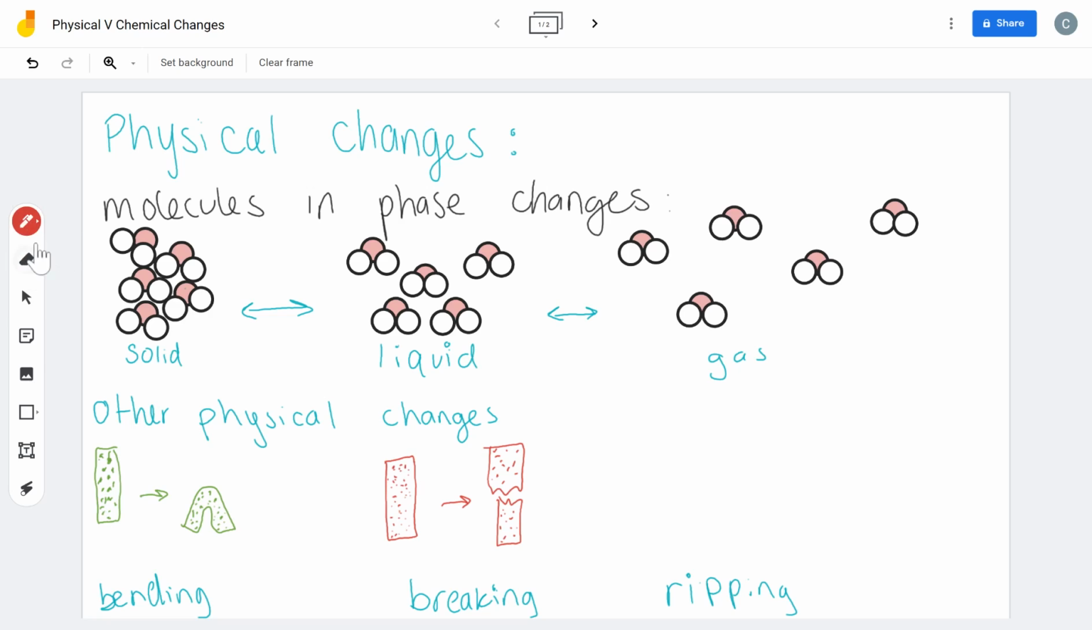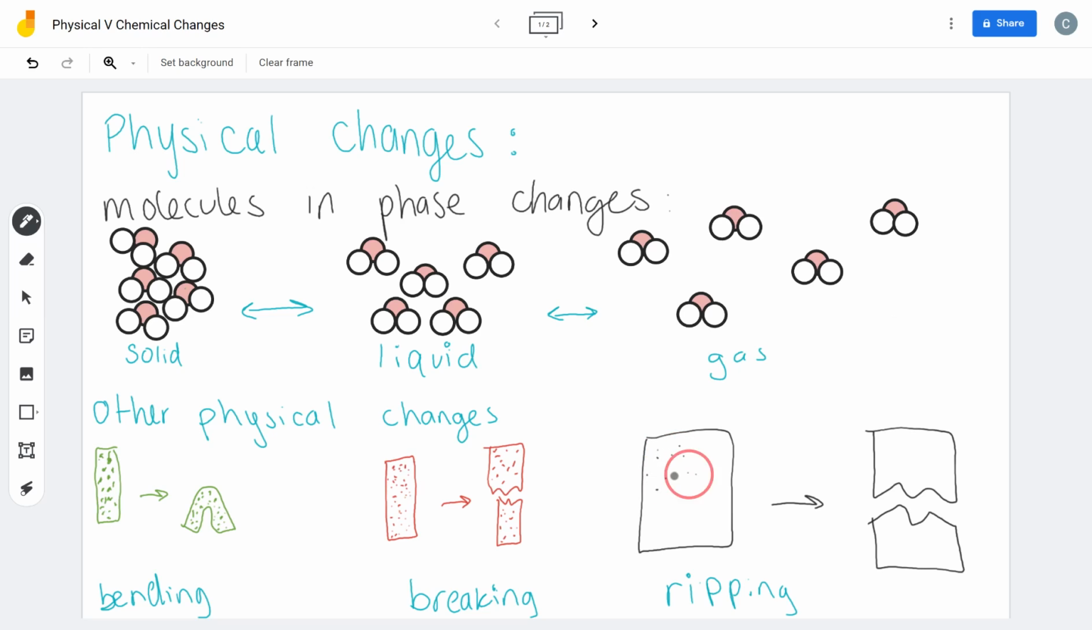And lastly, same thing for ripping. So if we had like a piece of paper and then we ripped the paper, even if you rip it, it's still made out of paper and all the paper molecules. So in that piece of paper, there's probably millions of little atoms. Well, they still are exactly the same in the paper once you rip it.